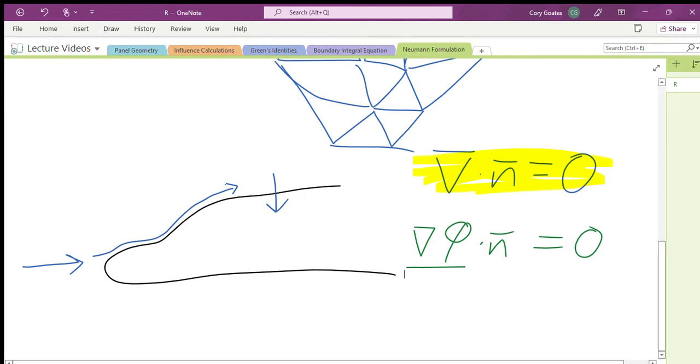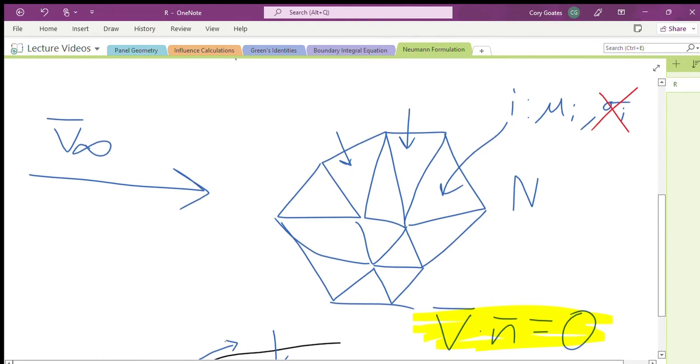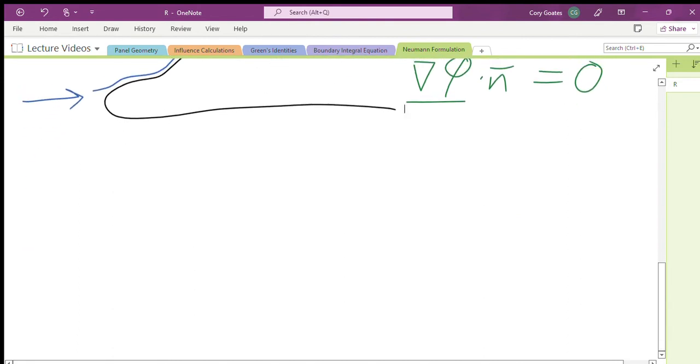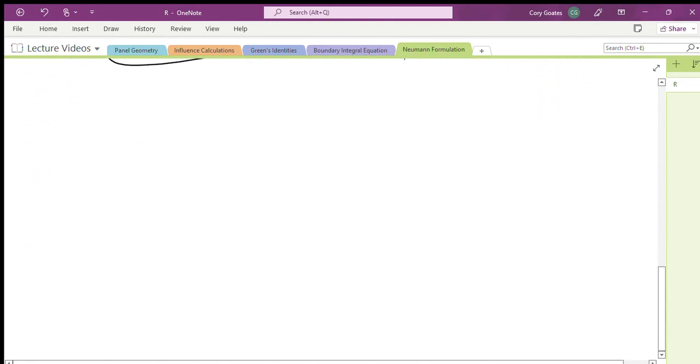Now, in order to figure out what these n unknown doublet strengths are, we need n equations, right? If we want to uniquely determine the solution, we need n equations, n unknowns. We've got n unknowns, so let's formulate n equations. Well, how many panels do we have? We have n panels, because we've said that our doublet strength is constant over each panel, and so if we can enforce this boundary condition at each panel, then we're good to go.